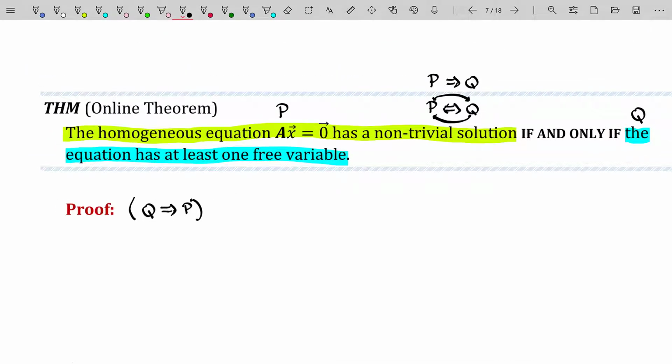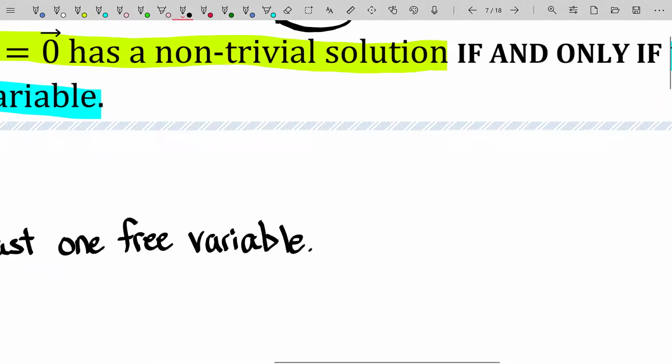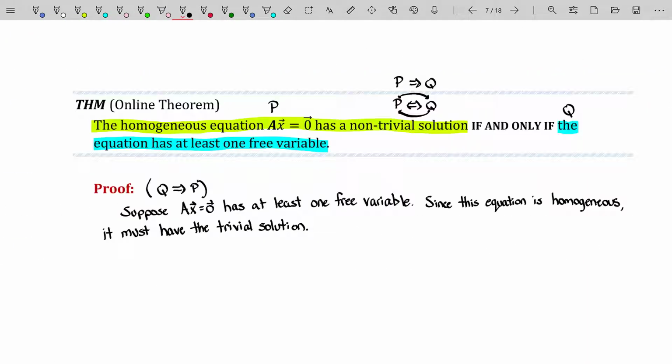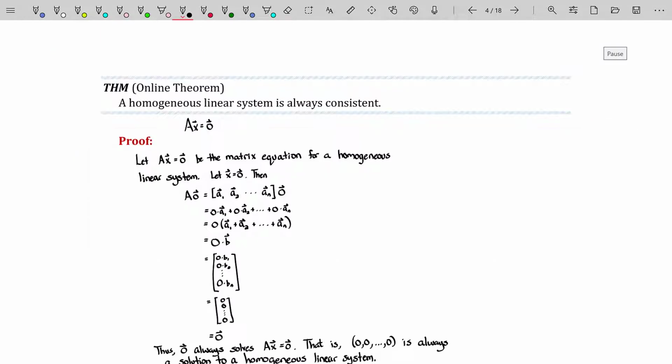So let's go ahead and assume the statement that the equation has at least one free variable. Now we want to arrive at the fact that this homogeneous equation has a non-trivial solution. We already know that it has a solution, and I'm going to write that down. Great, so since this equation is homogeneous, it must have the trivial solution, and this is just using a theorem we recently learned.